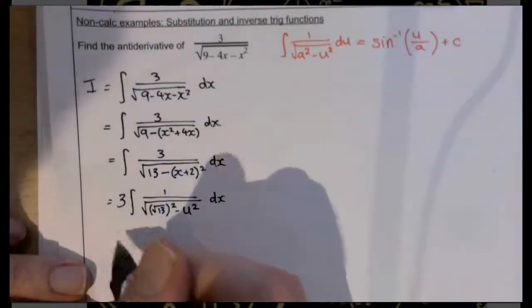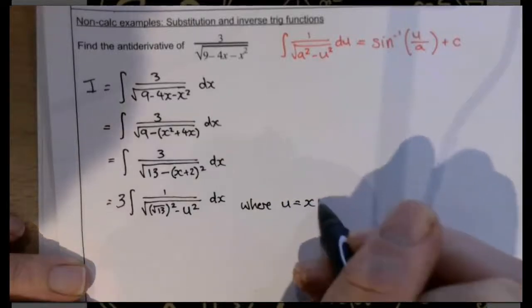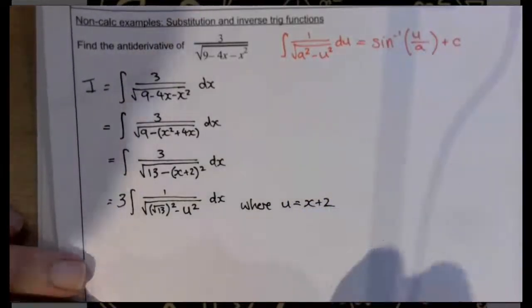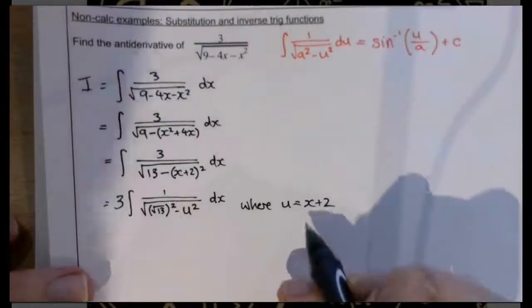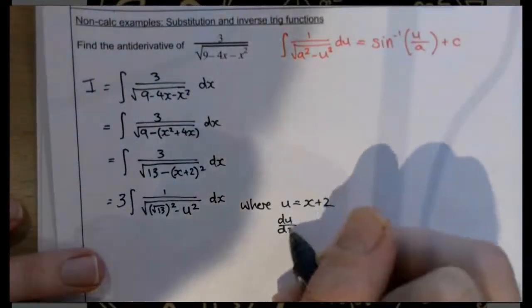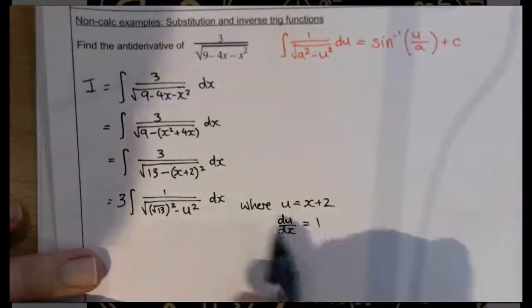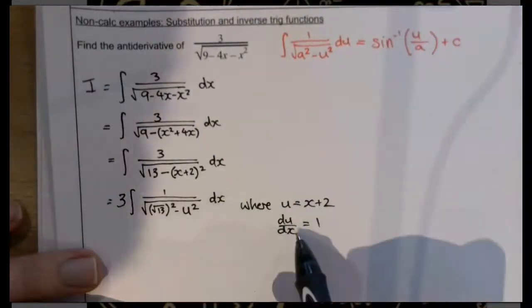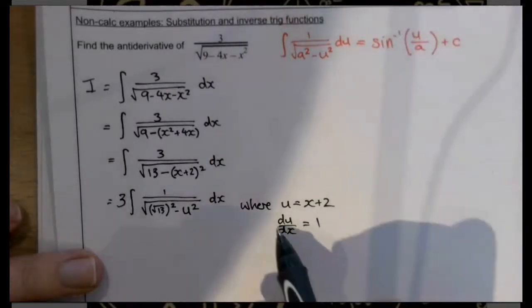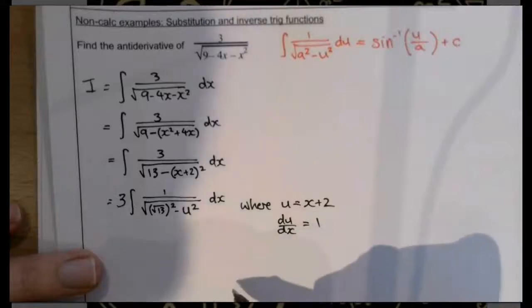Well, what is u? u is x plus 2. u equals x plus 2, then we need to look at du by dx. du by dx is 1. So I can switch because this ratio, the derivative of u with respect to x is 1, that means du is the same as dx.